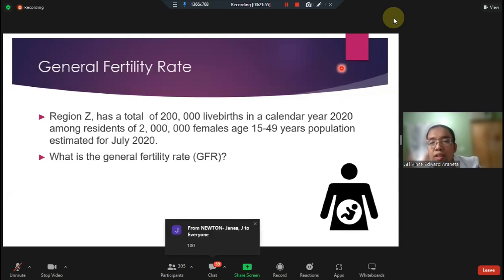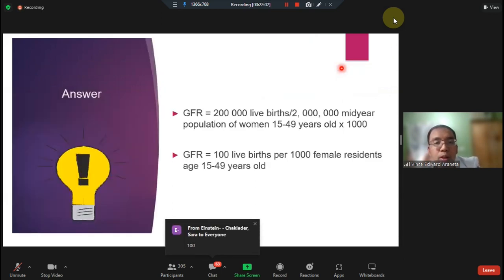You are very fast in computing for the answers. Yes, it's 100 live births per 1,000 female residents aged 15 to 49 years old.